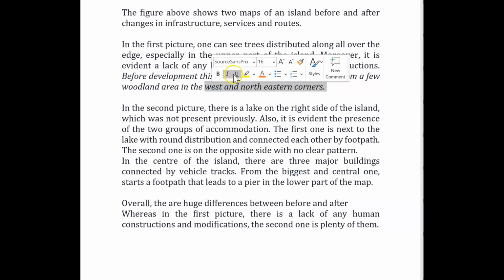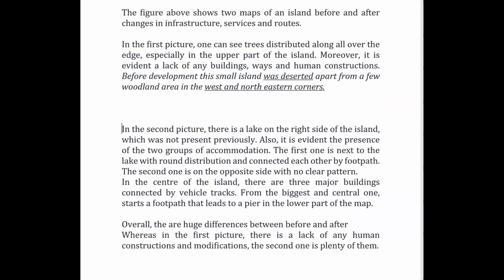Okay. So in the second picture, there's a lake on the right hand side of the island, which was not present previously. Presence of the two lakes of accommodation. The first one's next to... okay, you're kind of telling me what I can see already, yeah. So after, the island was considerably changed. Changed over the period.